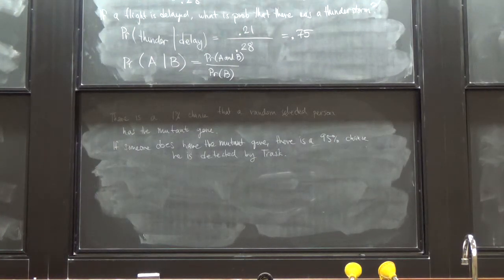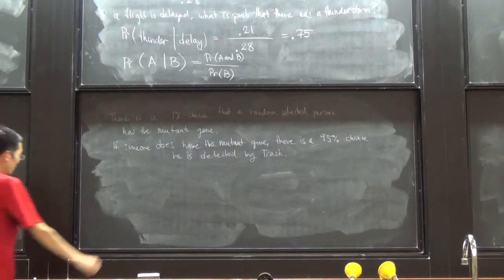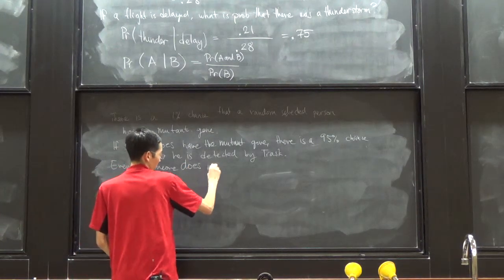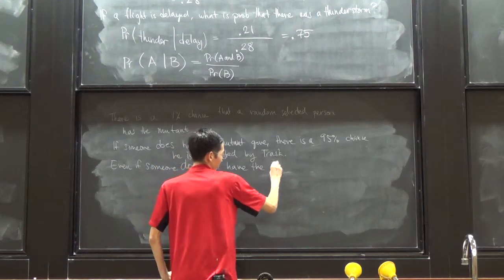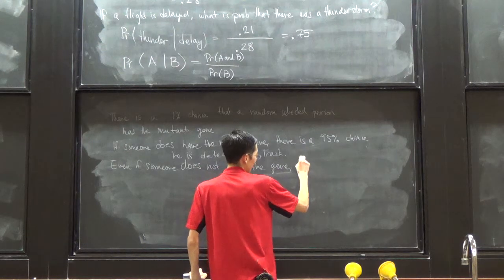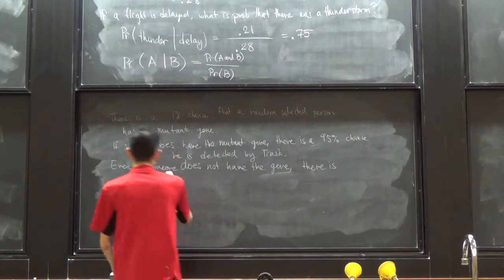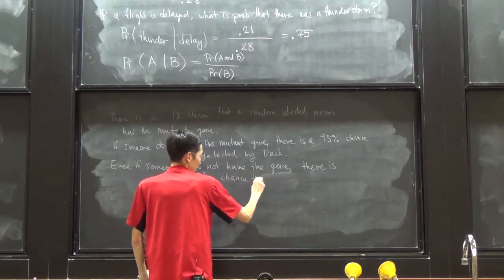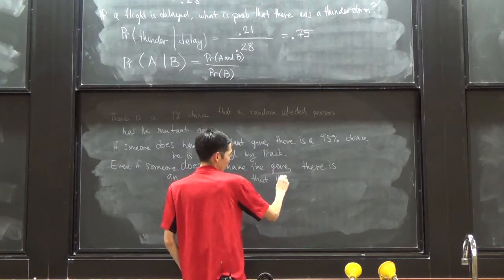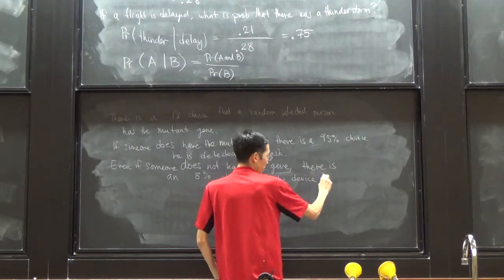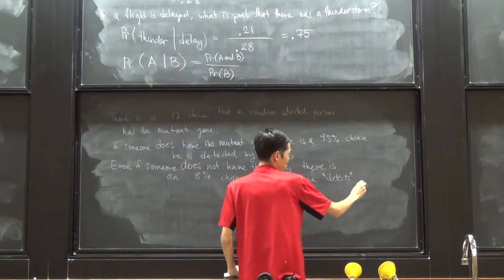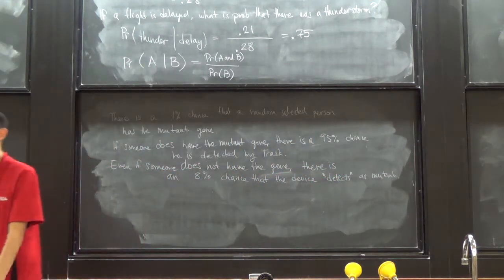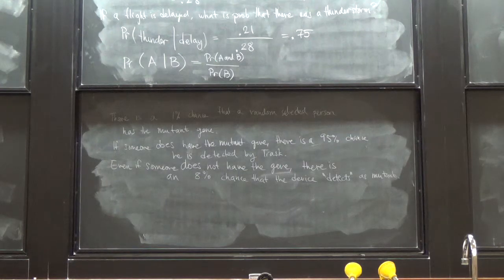But there might be a problem, and maybe it sets off false alarms also. So even if someone does not have the gene, let's say there is an 8% chance that the device, quote-unquote, detects them as mutant. So, a false alarm.